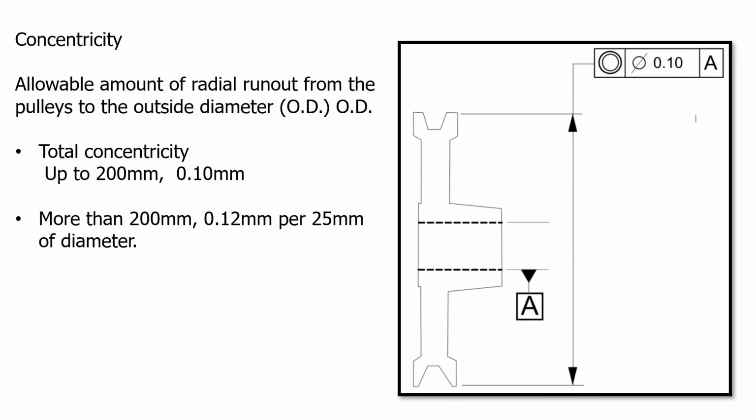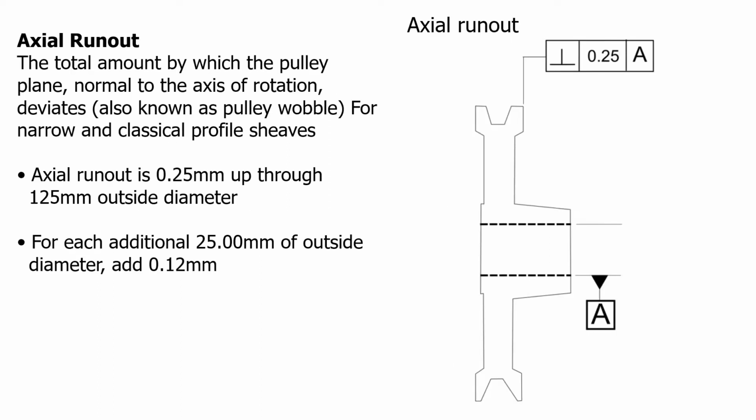The maximum allowable run out for our particular pulley is 0.1 of a millimeter. This will increase as the size increases. Don't forget about axial run out, or sometimes known as wobbles. This has to be taken into account also when working out order of operations and machining strategy. A pulley has a maximum run out on a diameter of 0.1 of a millimeter and maximum run out on the face of 0.25 millimeters.